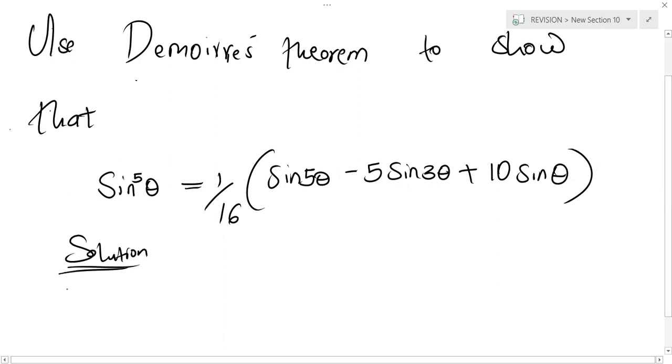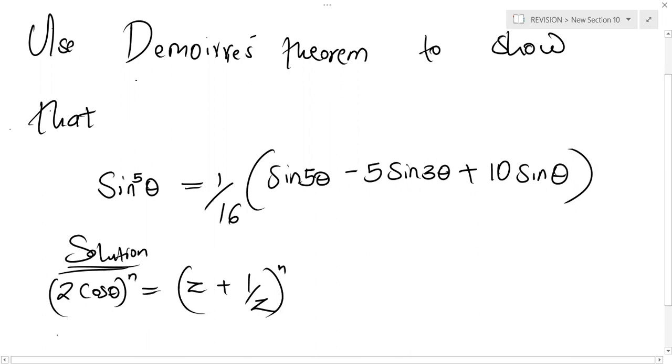You need to know that 2 cos theta is equal to z plus 1 over z, such that whenever you need to carry out expansion of this raised to power n, it's the same as you just raising this to power n. And you also need to know that 2j sine theta is the same as z minus 1 over z, such that anytime you need a sine function that has been raised to the power of anything, then the expansion you're carrying out is this.